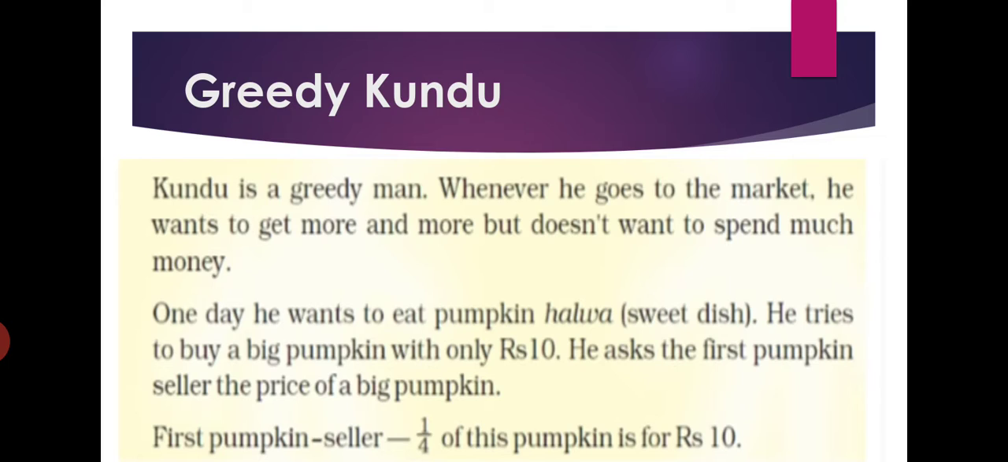Look in your book. Kundu is a greedy man. Whenever he goes to the market, he wants to buy more and more but doesn't want to spend much money. One day he wants to eat pumpkin halwa, a sweet dish. He tries to buy a big pumpkin with only rupees 10. He asks the first pumpkin seller the price of a big pumpkin. First pumpkin seller: 1/4 of this pumpkin is for rupees 10.